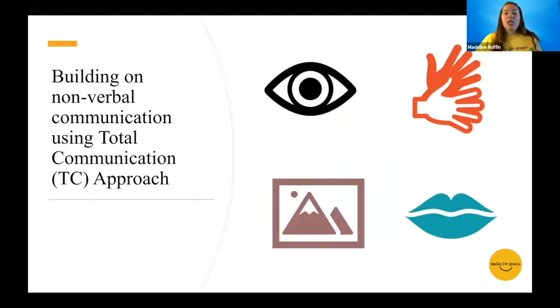So after we build on nonverbal communication, we can bring in what's called a total communication approach. This is going to meld or mold together those areas of language that Michelle talked about so beautifully. So the language and the non-language piece, we're going to form them, put them together, and work within them to build language or communication in our students.